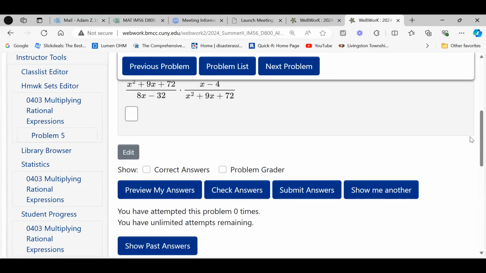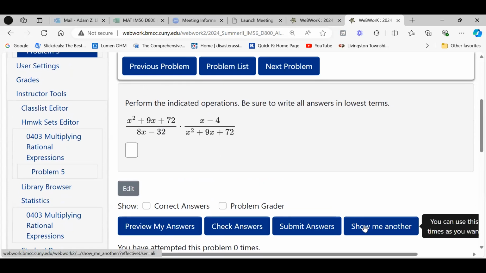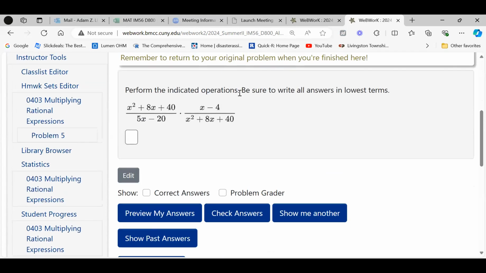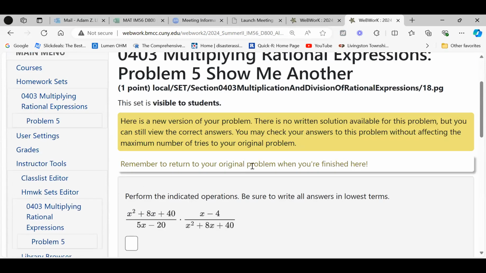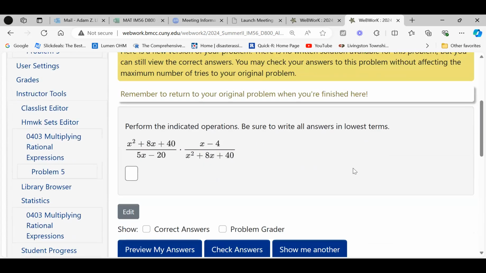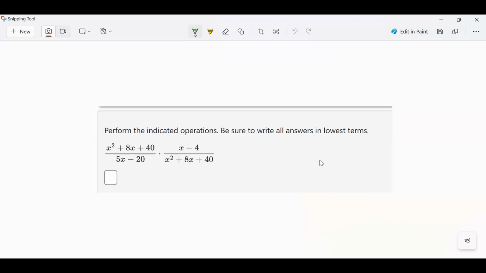Let's try something a little bit more challenging. Let's try this one. You guys try this one really quickly. It's good. I'll give you a couple minutes.